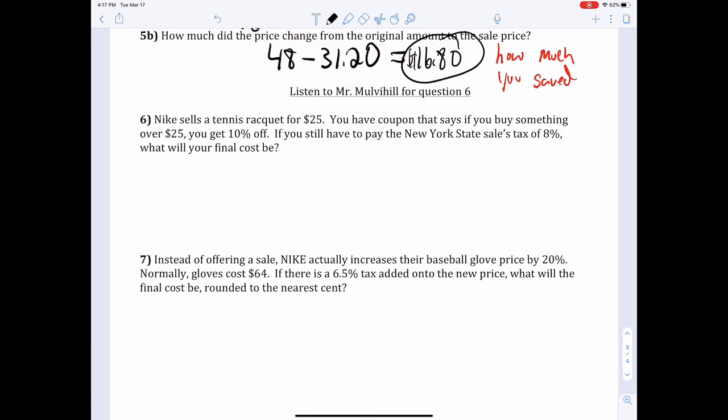Alright, Nike sells a tennis racket for $25. You have a coupon that says if you buy something over $25, you get 10% off. They're trying to help out their customers here. So if you still pay the New York State sales tax of 8%, what will your final cost be? So notice the word final. There's a lot going on here.